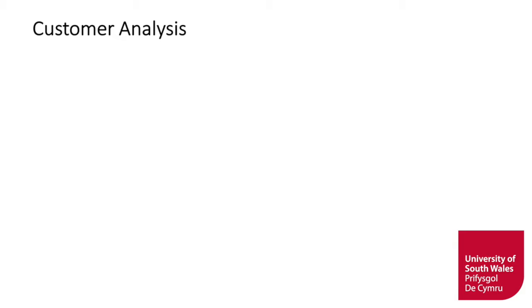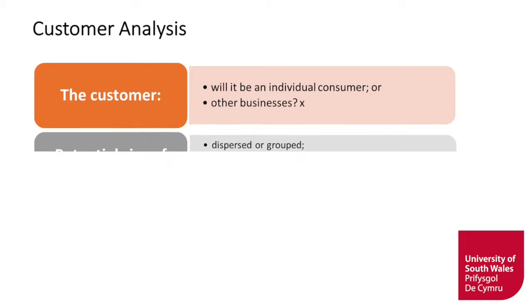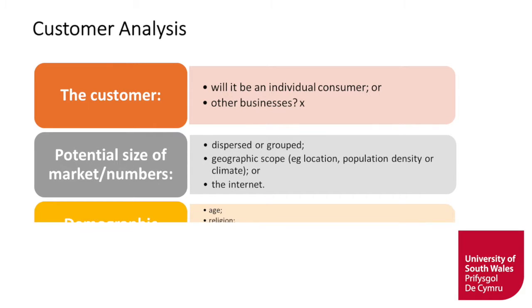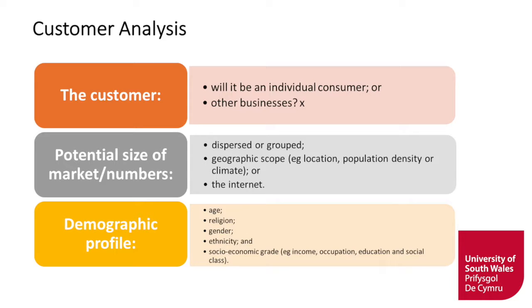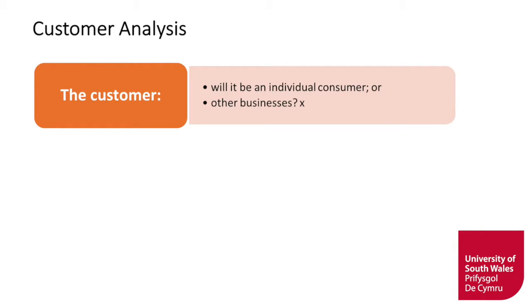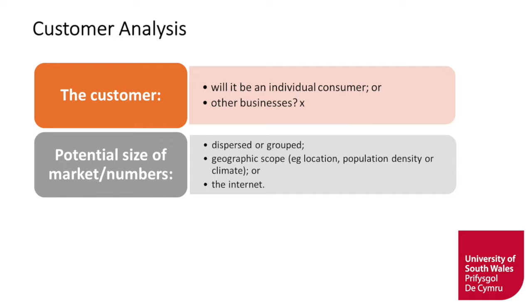So there are 3 key areas to consider here: the customer, the potential size of the market and the numbers, and the demographic profile. So firstly, the customer. Will it be an individual consumer or will it be another business? What about the potential size of the market? So is it dispersed? Are you looking at a vast geographical area whereby people are spread out and you're trying to target individuals from a wide area, or are they grouped? So are you going to approach schools whereby you're going to approach classes and identify all kids in one class?